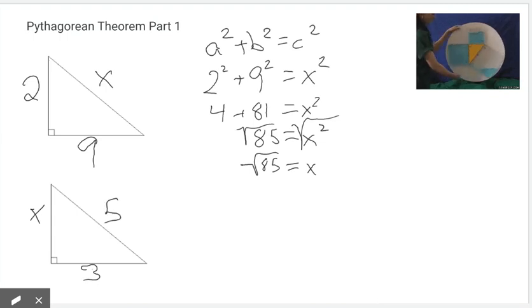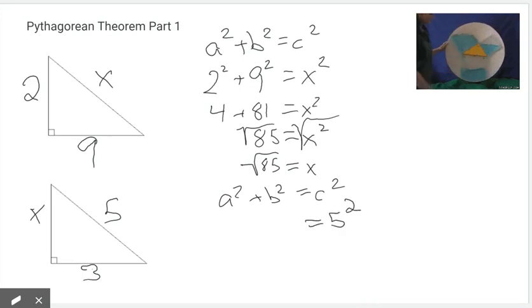3, and that's 5. What if the variable is one of those? Well, you still put everything in its correct position, okay? Write down your formula, a squared plus b squared equals c squared. Now, what is my c? My c is 5. The 5 goes here, okay? It doesn't go over here. It goes here.